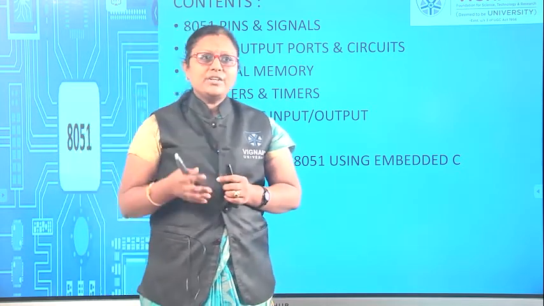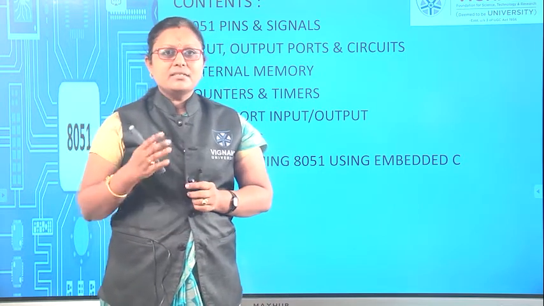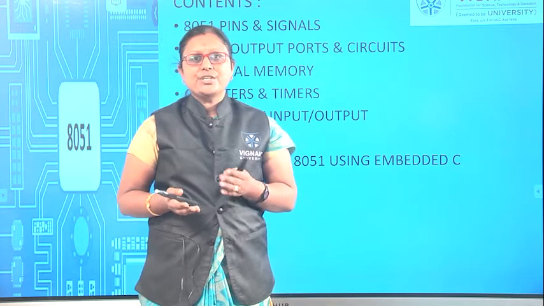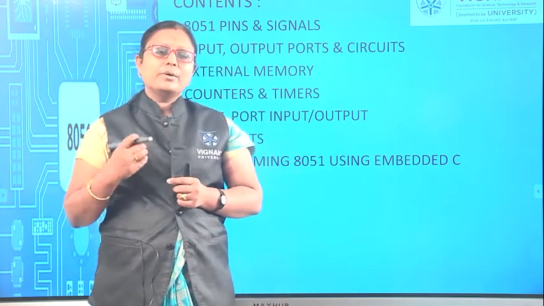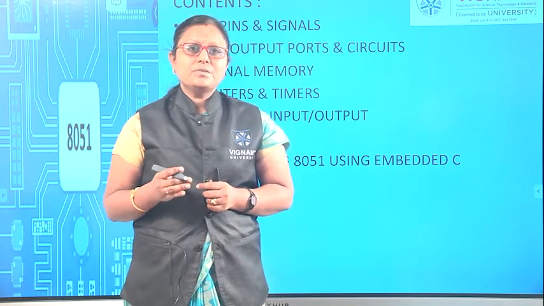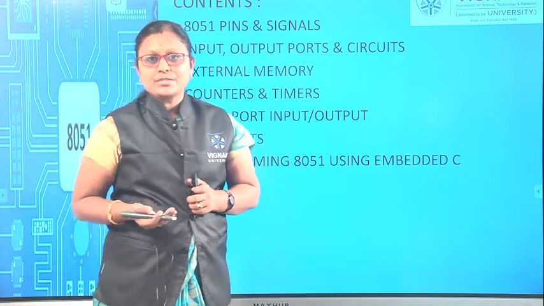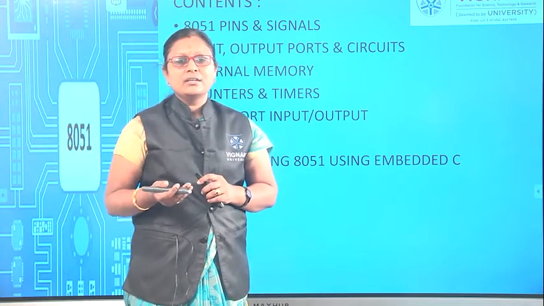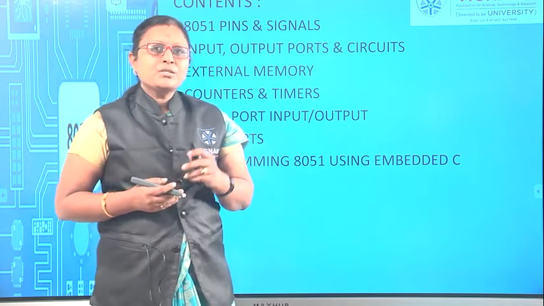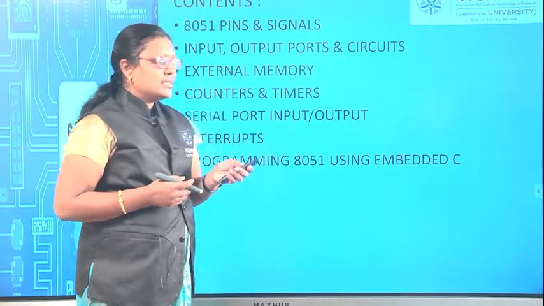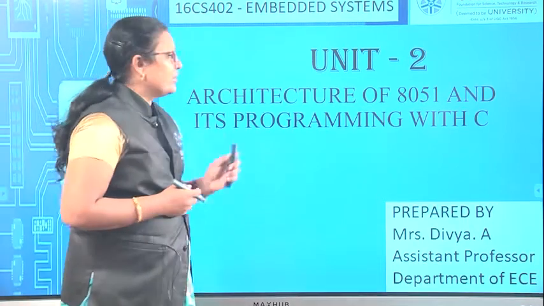So in the previous sessions we have come across the introduction to embedded systems, its types, and the broad classifications as well as the sub-classifications of embedded systems. While designing those systems, we also covered the metrics we have to consider and the challenges we have to face in designing. So these are the things which we have covered so far. In this unit we are going to discuss the architecture of 8051 and its programming with C.